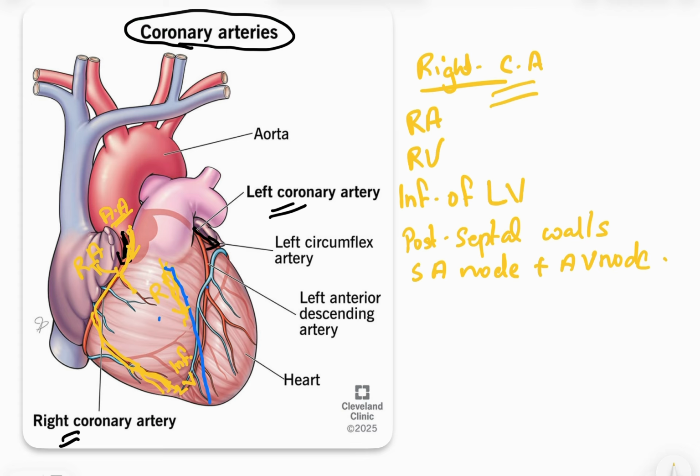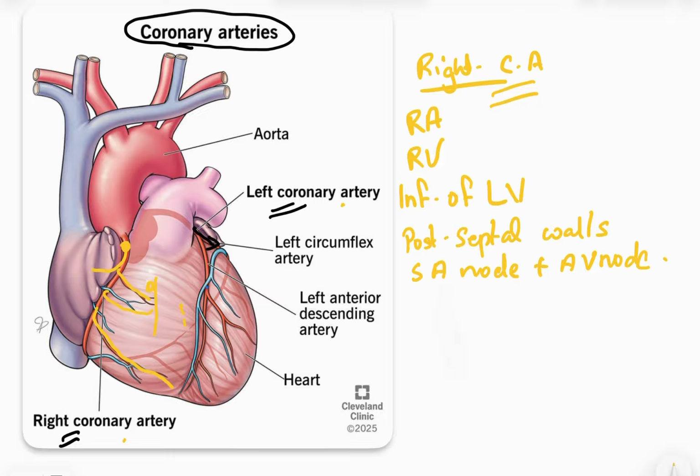Did you get an idea of where they are supplying the blood to? From the ascending aorta arise two arteries, the right coronary artery and the left coronary artery. We are discussing the right coronary artery, which supplies blood to the right atrium, right ventricle, inferior portion of the left ventricle, and posterior septal walls here, and also the SA node and AV node.